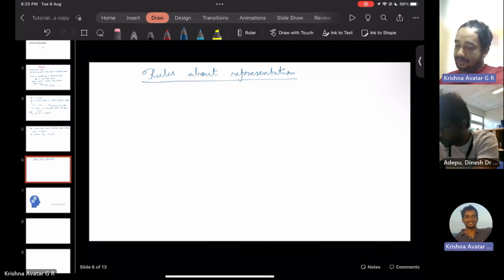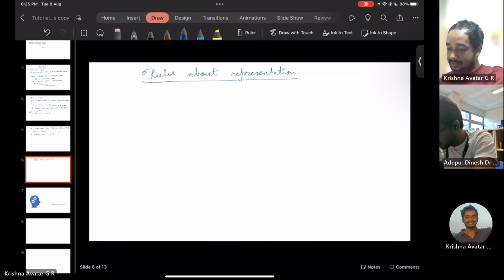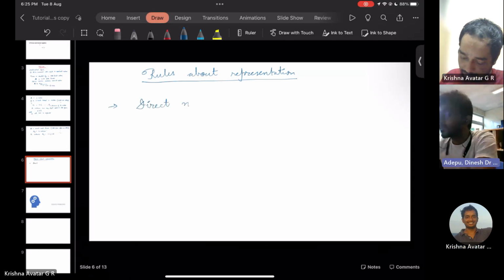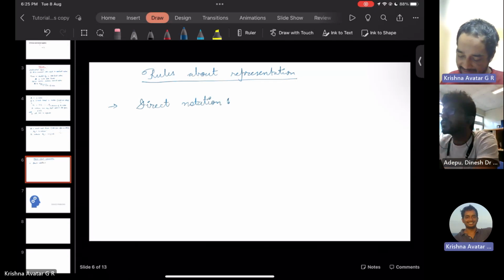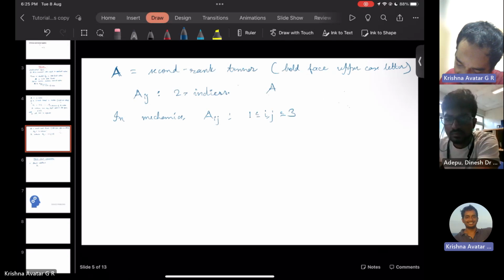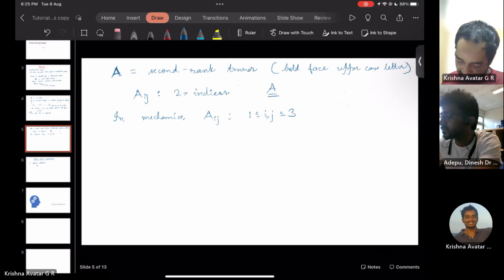Now there are two ways of denoting a tensor. We write in two different ways. There is one which we call direct notation. In direct notation, we denote any tensor by just a bold-faced letter. I'll be using an underline just to denote it. Even for a second rank tensor, I would be writing double lines, double bars below it.